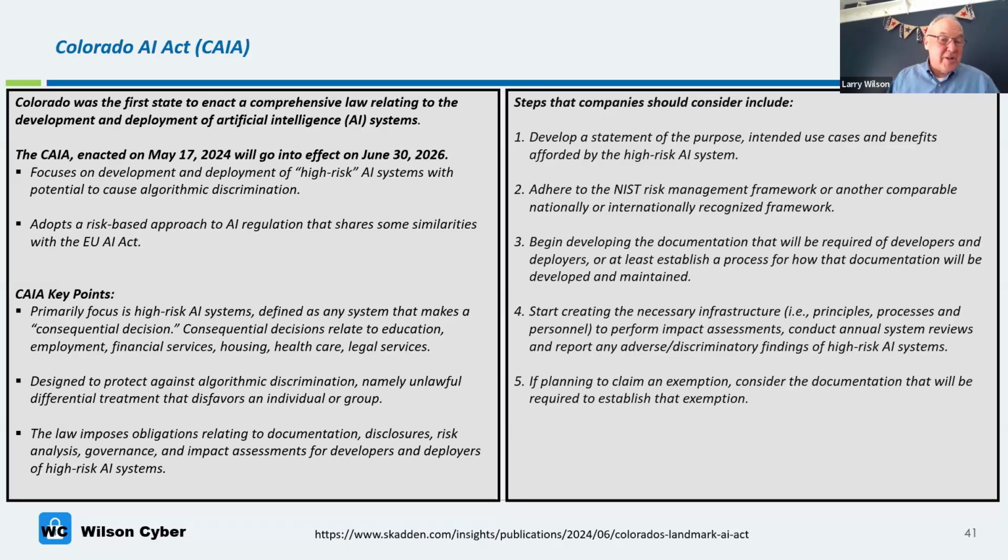It focuses on developing and deploying high-risk systems, adopts a risk-based approach, and it really looks like the EU AI Act. Key points: they actually try to define a high-risk AI system. It is a system that makes a consequential decision. They relate to education, employment, financial services, housing, healthcare, legal services. It's designed to protect against algorithmic discrimination, unlawful differential treatment, and imposes obligations related to documentation, disclosures, risk analysis, governance, and impact assessments for developers and deployers that are building or developing high-risk AI systems.